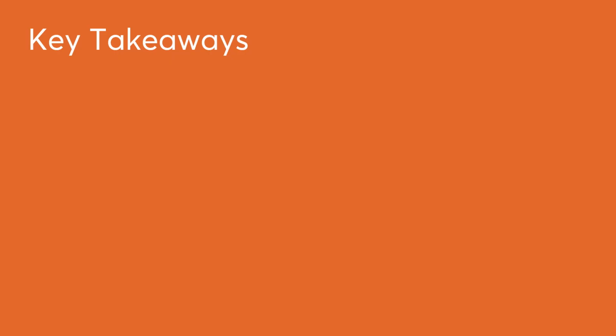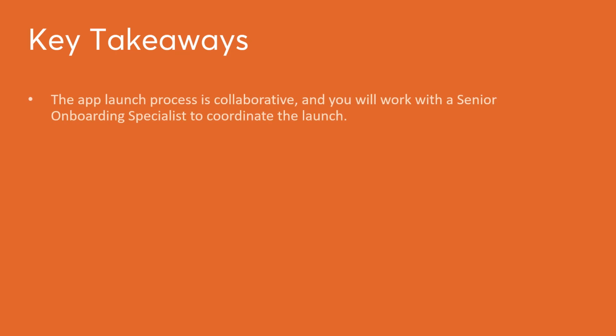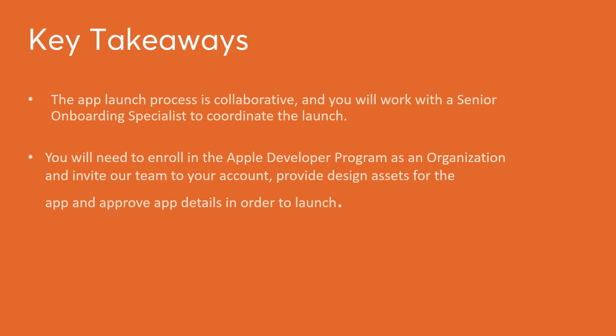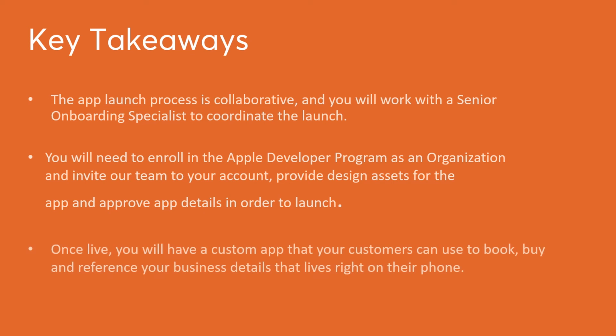To review our key takeaways from today, the app launch process is a collaborative one, and you will work with the senior onboarding specialist to coordinate the launch. You'll need to enroll in the Apple Developer Program as an organizational type and invite our team to your account as an admin user so that you can provide design assets for the app and approve app details in order to launch. Once live, you'll then have a custom branded app that your customers can use to book, buy, and reference your business details that lives right on their phone.